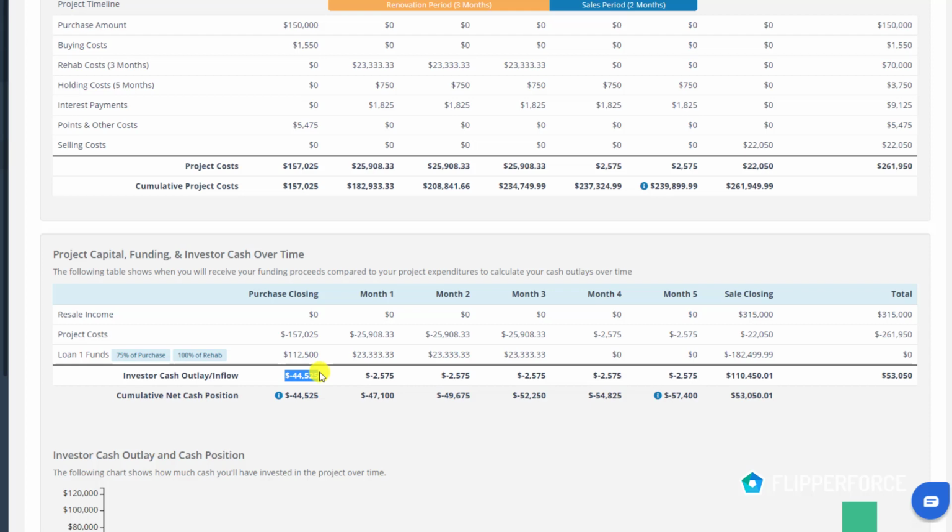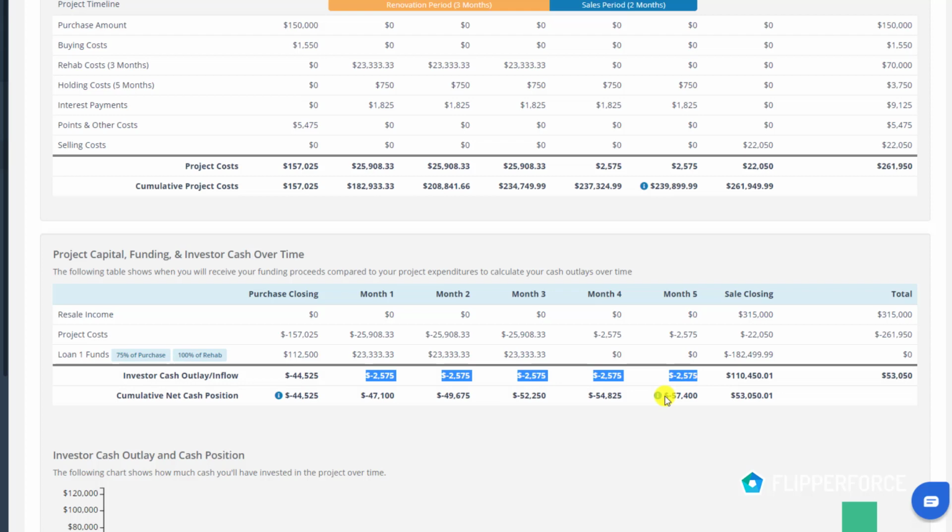Now, during the renovation period, our lender is going to be reimbursing us for 100% of the rehab costs as the work is completed. So you can see here we are receiving the rehab funds of $23,000 each month from the lender as that renovation work is completed. So net, during the renovation and remaining holding period, we will only have to pay the monthly holding costs and our interest payments with our cash out of pocket.